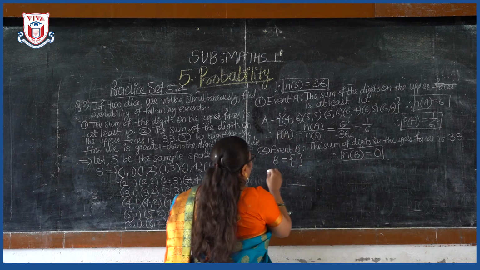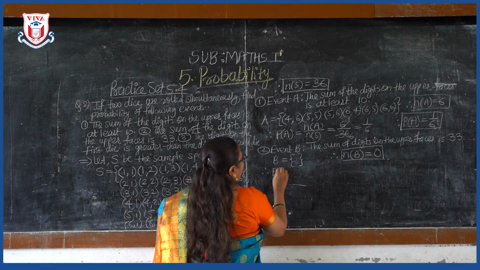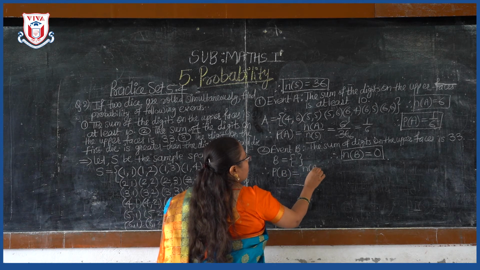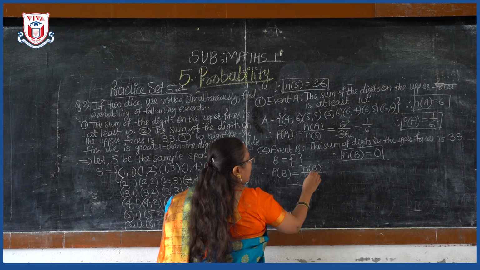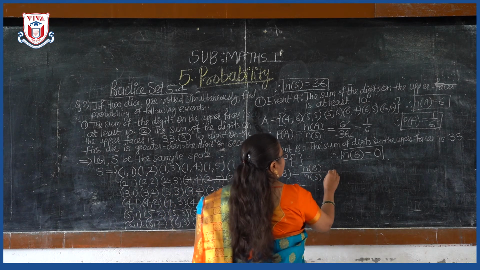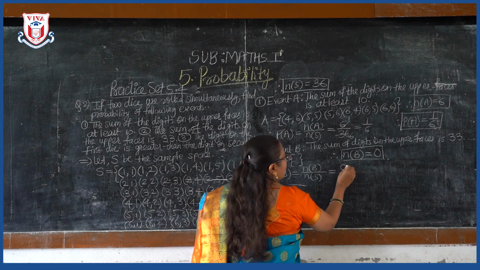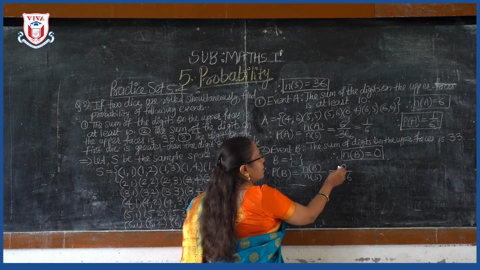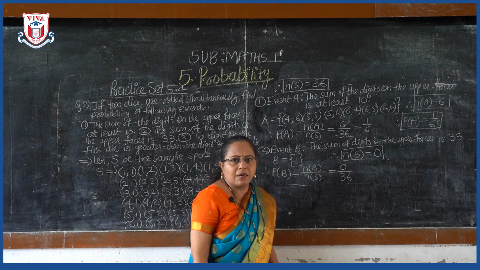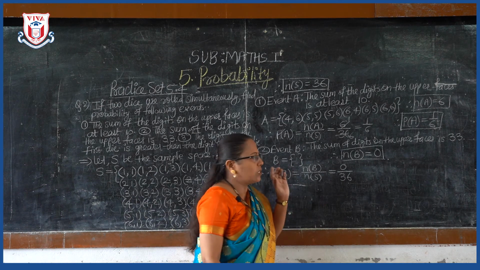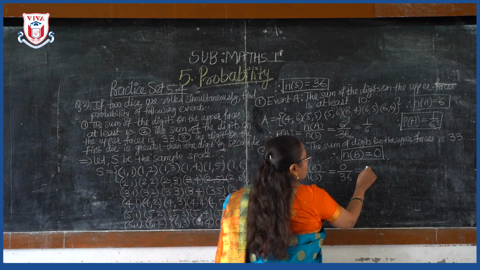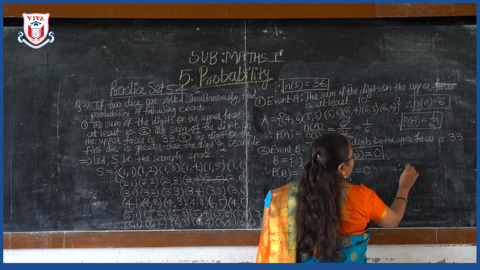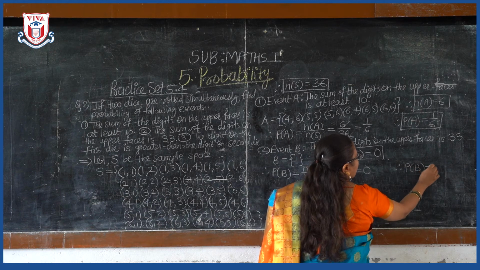Now find the probability of this event. Probability of event B is equal to n of B upon n of S. n of B is 0 and n of S is 36. Now 0 divided by any number, answer is 0. So the probability of this event is 0. Probability of event B is 0.